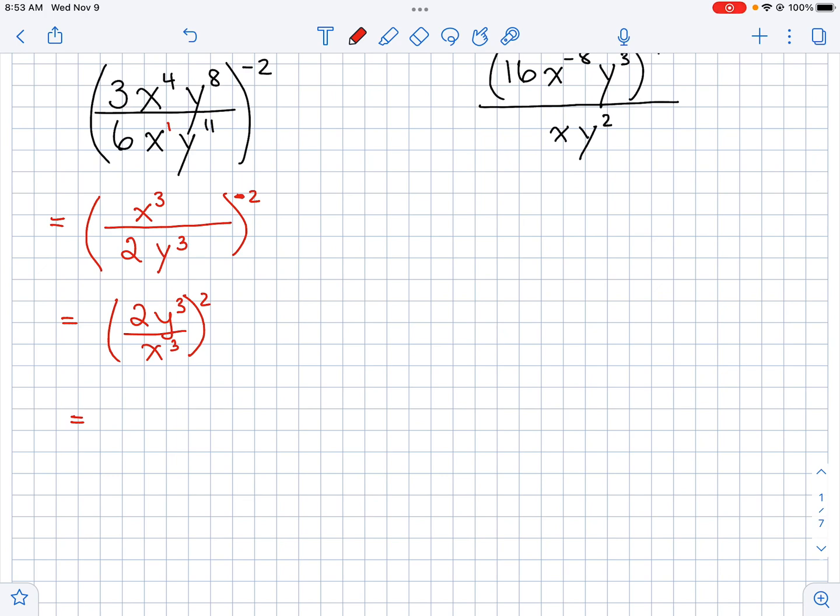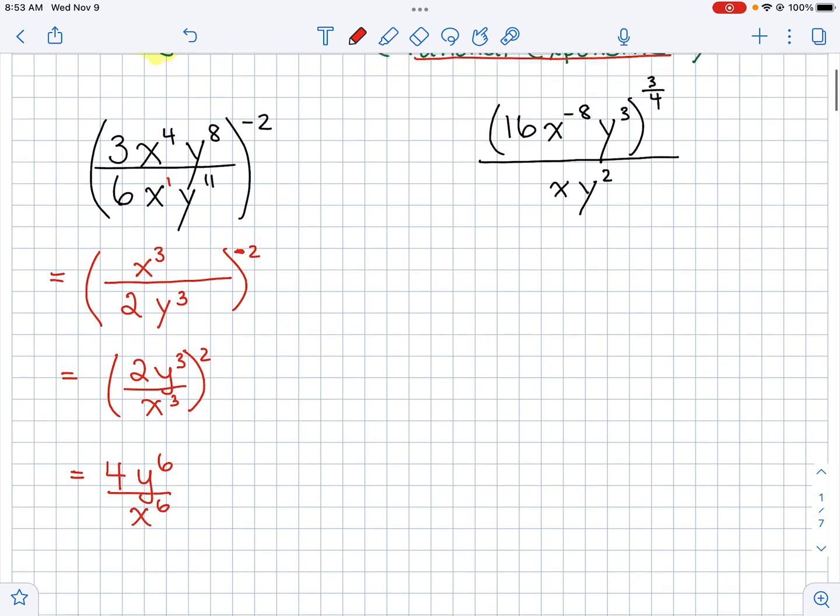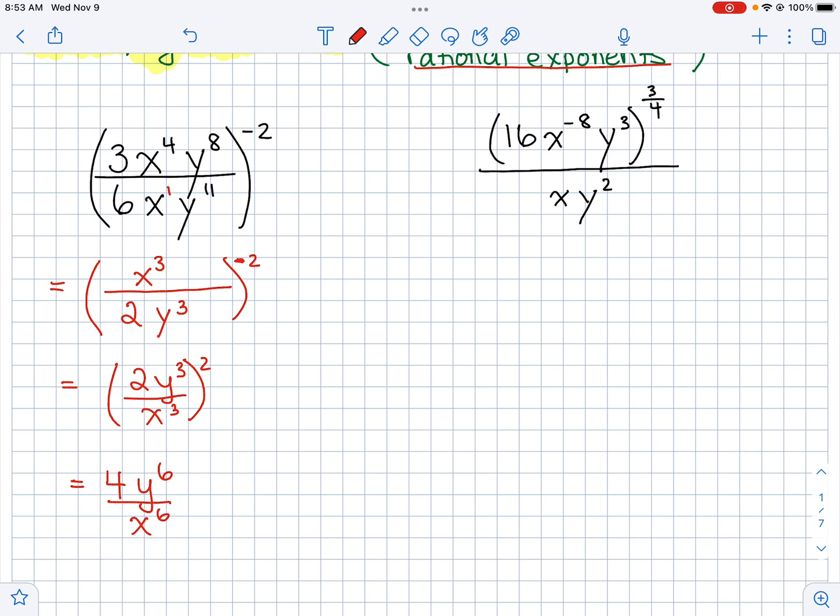So that will leave me with 2 squared, which is 4, y to the power of 6, and x to the power of 6 as well. And that's all I can do. That question's done. Okay, so let's look at the next one.